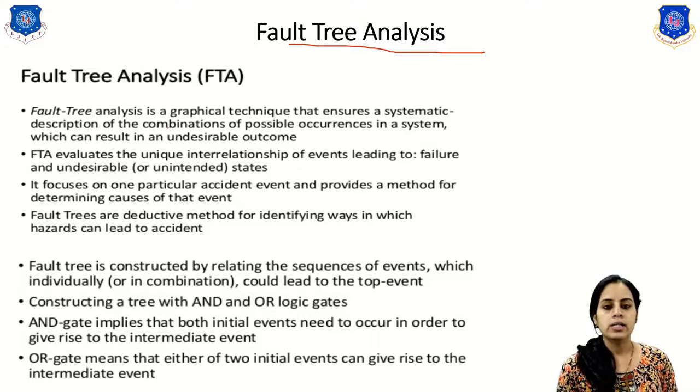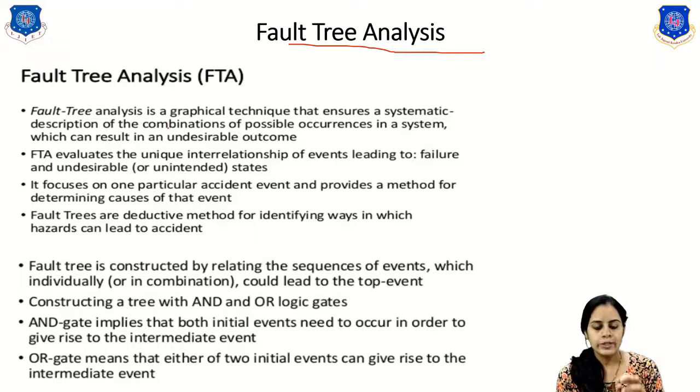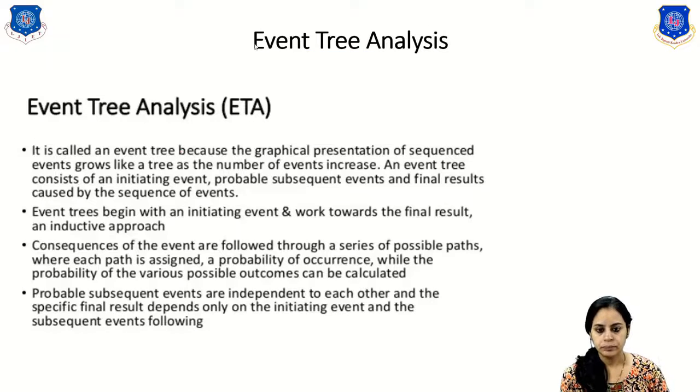So the fault tree is constructed by relating the sequences of events which individually could result in the top event, right? So constructing a tree with AND or OR logic gates. An AND gate implies that both initial events need to occur in order to give rise to the intermediate event, right? An OR gate means that either of the two initial events can give rise to the intermediate event, right? This is the fault tree analysis.